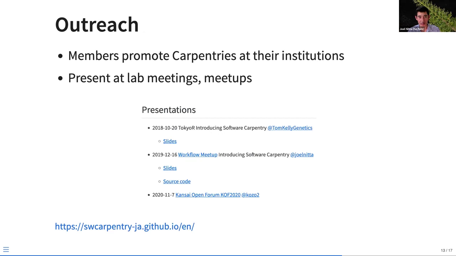Okay, so some of our other activities would include outreach. And outreach is really important because, as I've said several times now, the Carpentries is only just getting started in Japan. So that involves members promoting the Carpentries at their respective institutions. And we try to present the Carpentries and increase awareness at meetings, for example lab meetings or meetups, whenever possible.